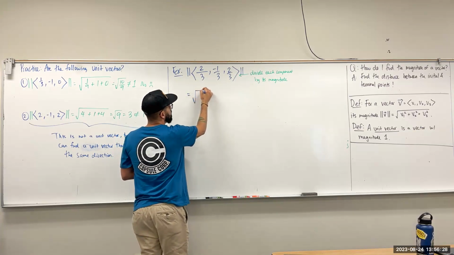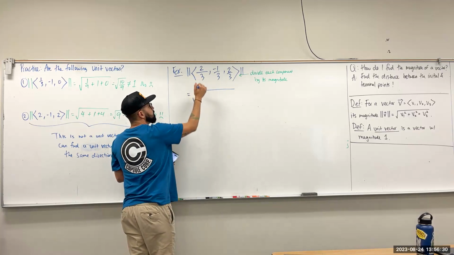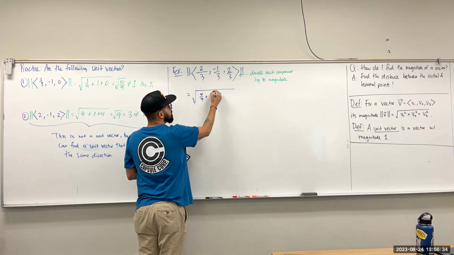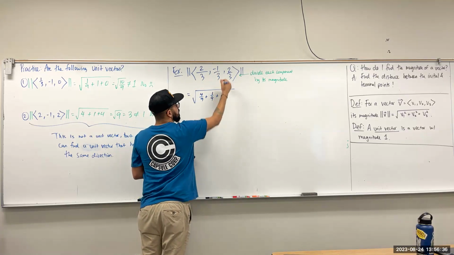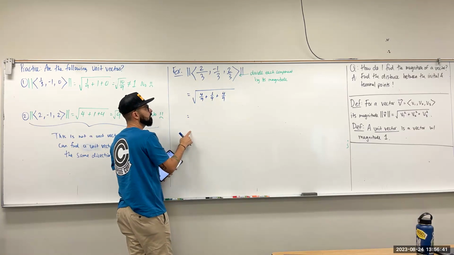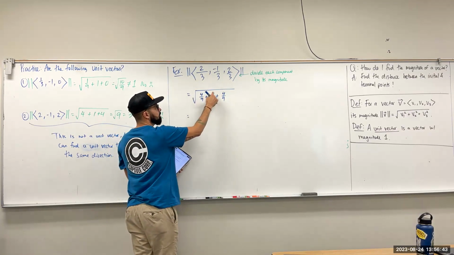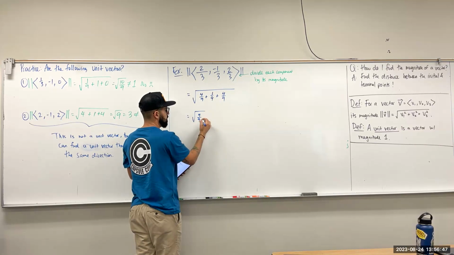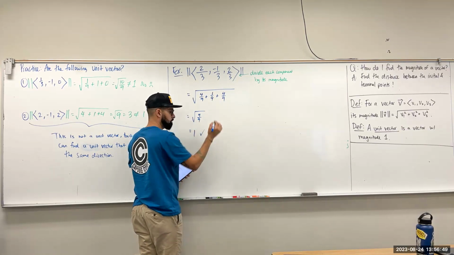So that should be the square root of 2/3 squared, which is 4/9, plus 1/3 squared is 1/9, plus 2/3 squared is 4/9. And then they all have a common denominator. 4 plus 1 plus 4 is 9. 9/9 is 1. So yes, it equals 1. Okay.